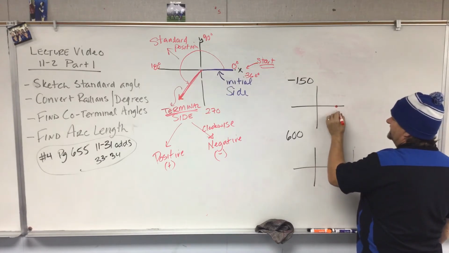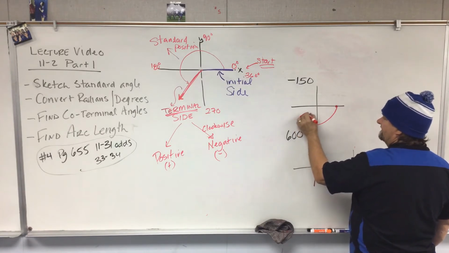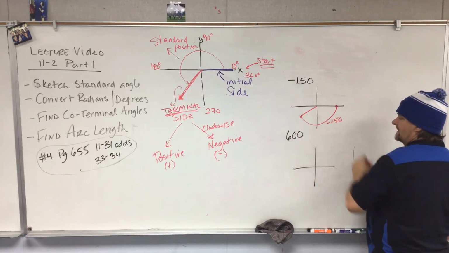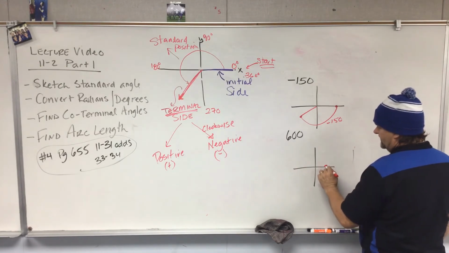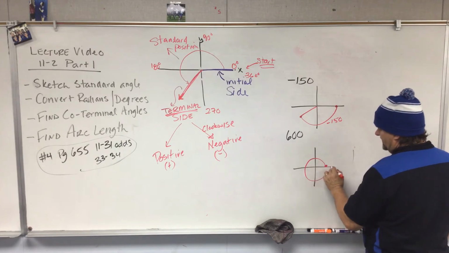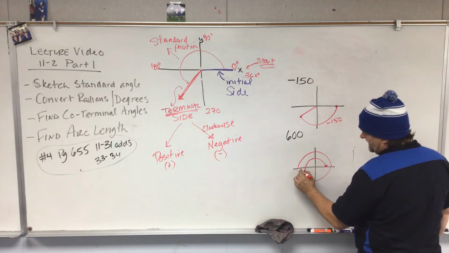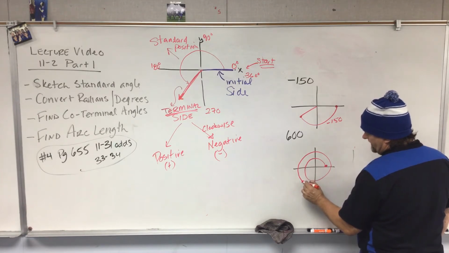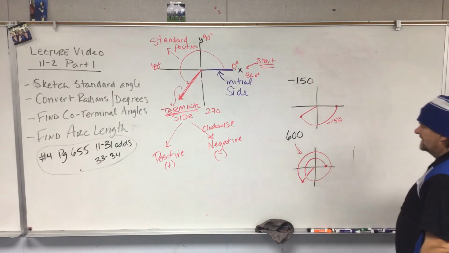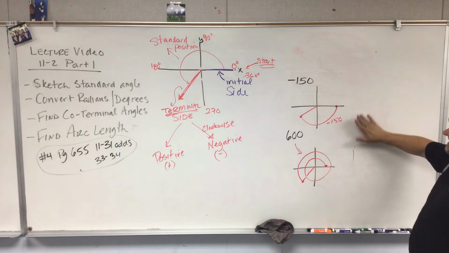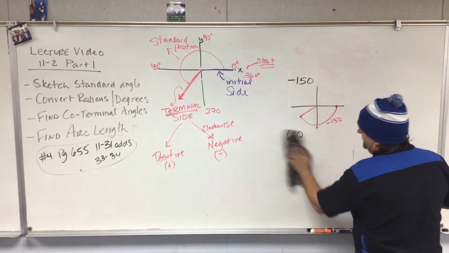So negative 150 is going to be right about here. And 600, I'm going to go around once. That's 360, that's 540, 600 is right about there. So that's my 600 right here. Okay, so real quick on those, and I'll ask you if you got those right or you understood those too. So that's real quick examples of those.